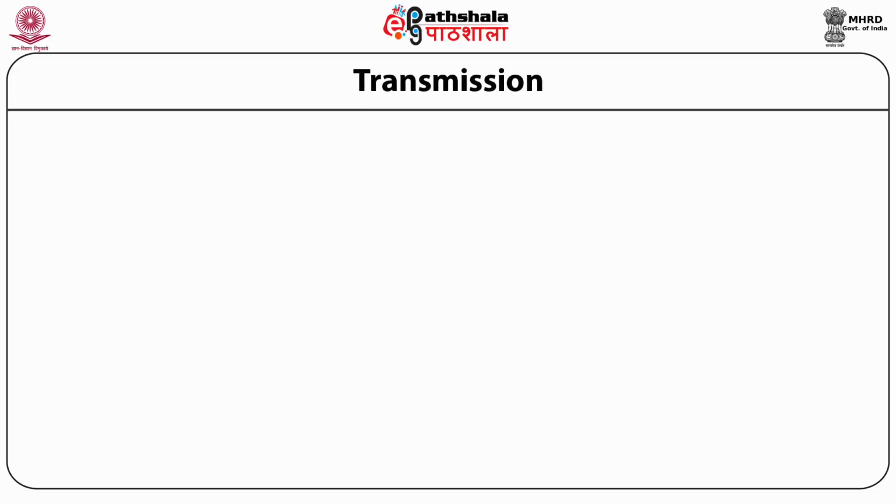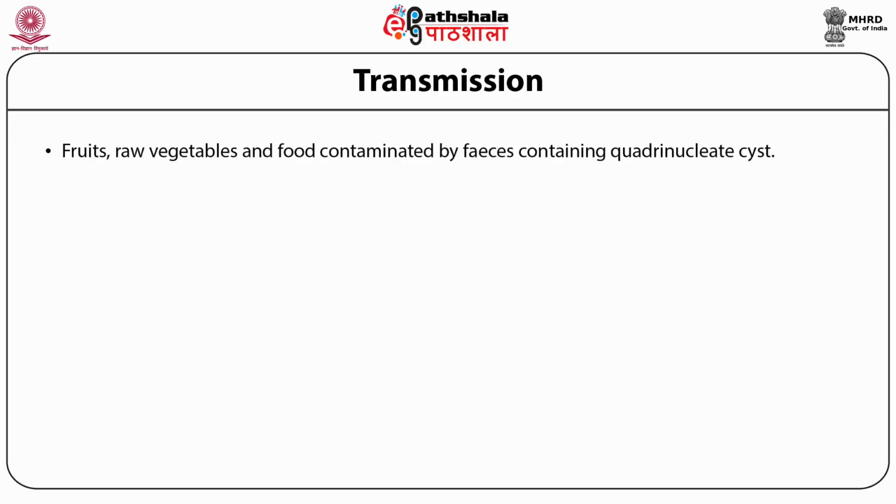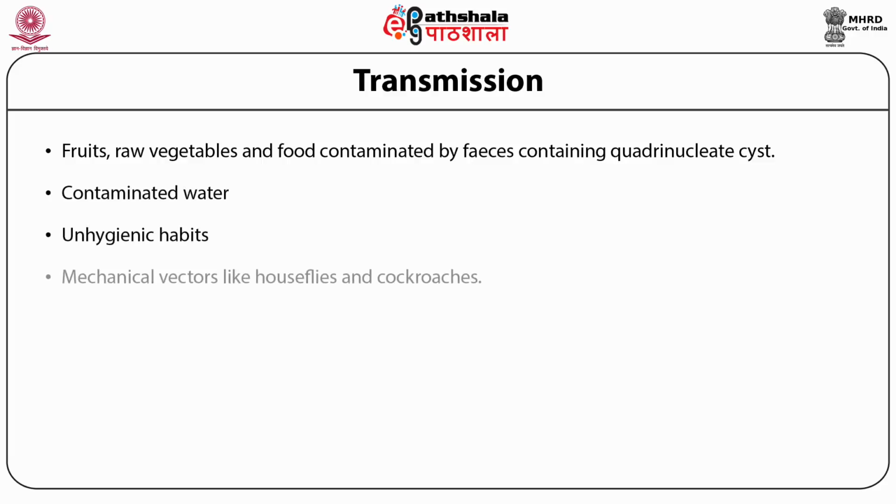Transmission. How is Entamoeba histolytica transmitted? Recall, students, we have done it in our previous module also, that fruits, raw vegetables, and food contaminated by feces containing quadrinucleate cysts are the main methods of transmission for Entamoeba histolytica. Contaminated water, unhygienic habits, and mechanical vectors like houseflies and cockroaches are yet another source for the transmission.